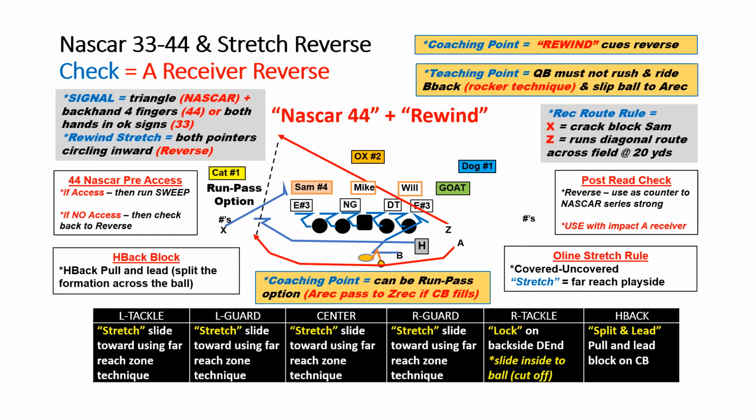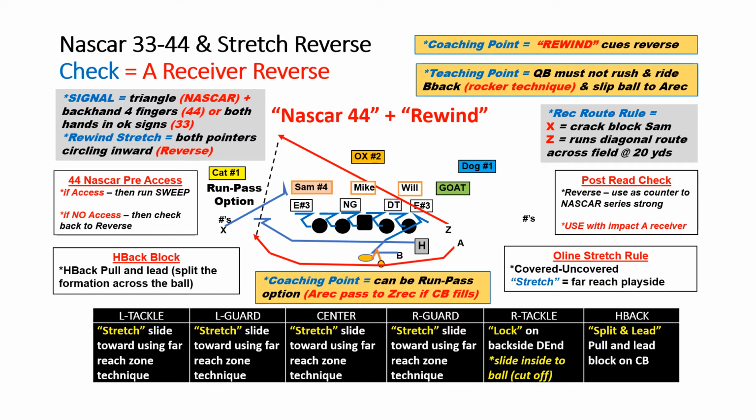The Z receiver runs a diagonal route across the formation, getting to 20 yards depth, but a key is getting across the formation without getting caught up. The A receiver now is the reverse person. After the quarterback does his normal rocker and fake to the B on the counter blast, the A now will get the handoff behind the quarterback, taken off right away.